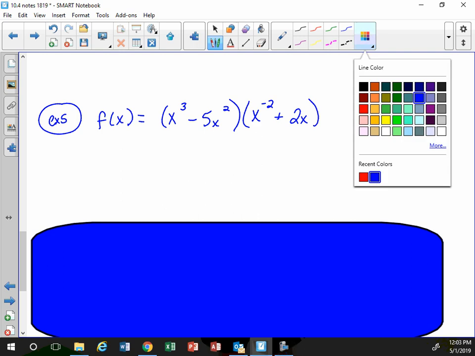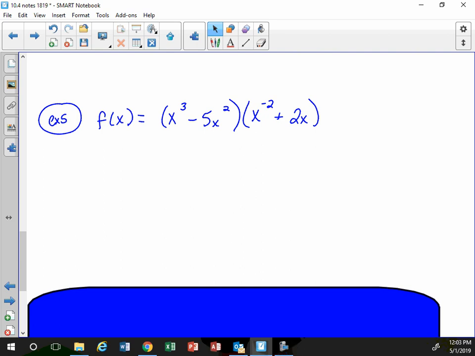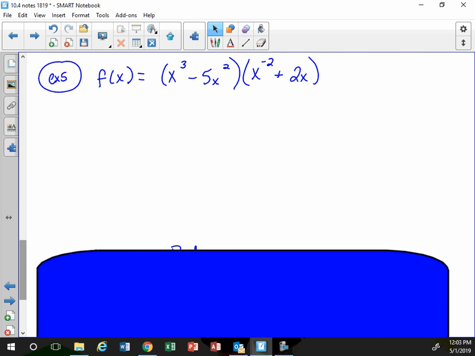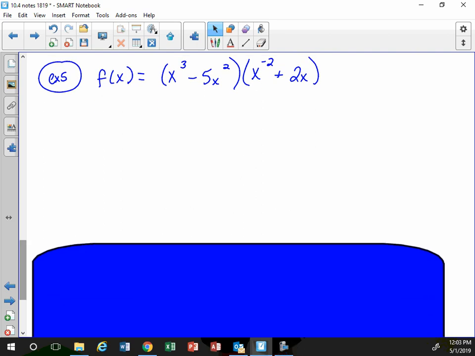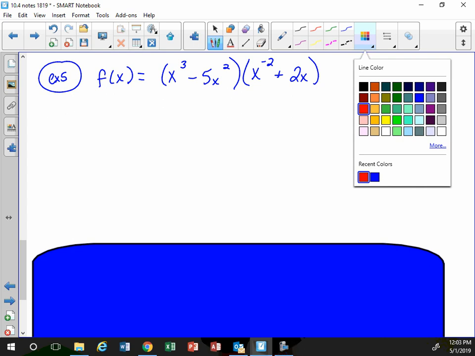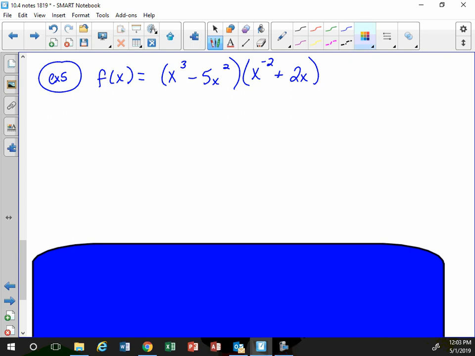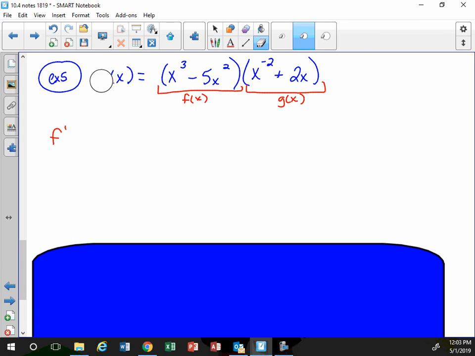Okay, again, could you just multiply this out? Yes. I do not want you to do that right now, though. I want you to actually use the product rule here. So that first part is f of x, and that's g of x, the other part. I need you to find f prime. Well, maybe I should make this p of x then.